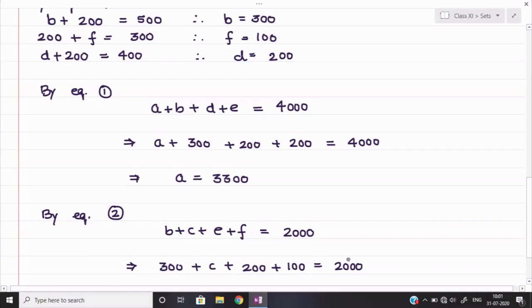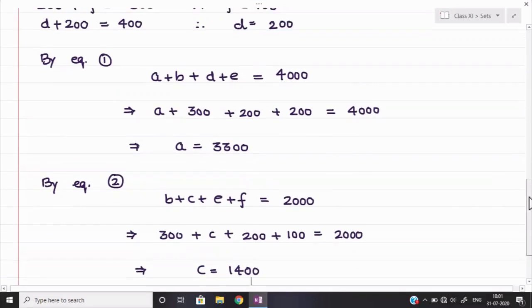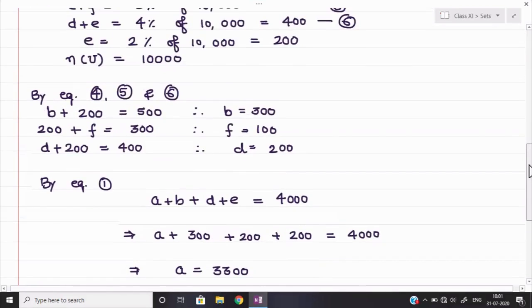Okay, now let us simplify this one. So 3 plus 2 is 5, 5 plus 1 is 6. So I think the value of C will be coming here as 1400. This will be the second last value I think we got. Now let us see the equation number third. In the third equation again we shall get one unknown or remaining value.